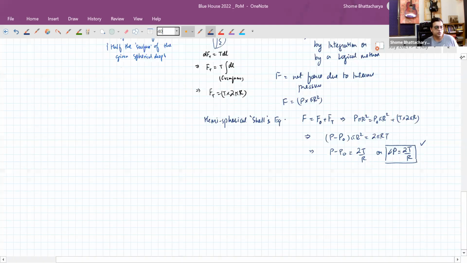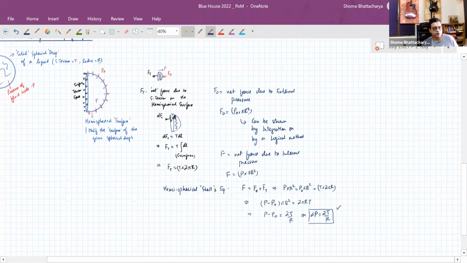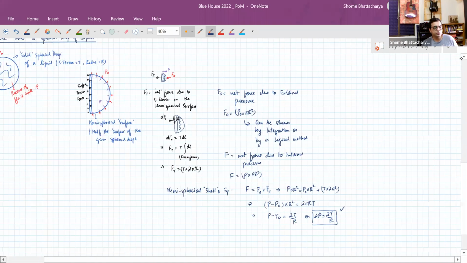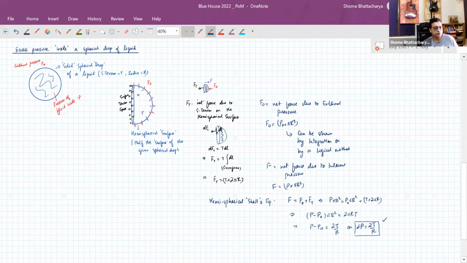Then we will discuss how to show that this force F and this force F naught are P into pi r square and P naught into pi r square respectively, even though the surface area of the hemisphere is actually 2 pi r square. Because there is a component involved, at each point the force is acting radially inward towards the center, whereas the net force is along the axis. That is why it comes out to be this.